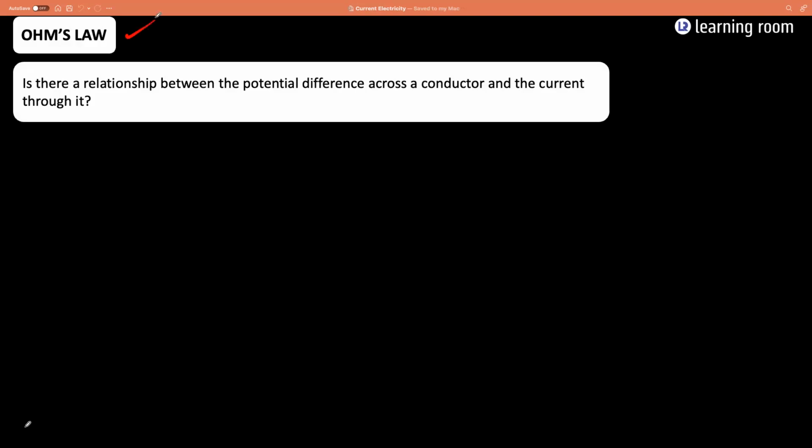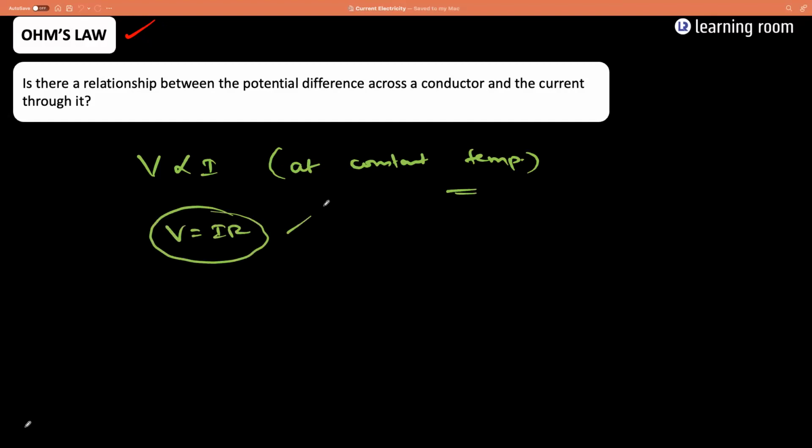So what does Ohm's law speak about? Anybody? It states that at constant temperature, the potential difference across the conductor is directly proportional to the current flowing through it. So V is directly proportional to I at constant temperature. So V will be equal to I into R. This is the mathematical expression for Ohm's law, and this is what we use to solve most of the problems.